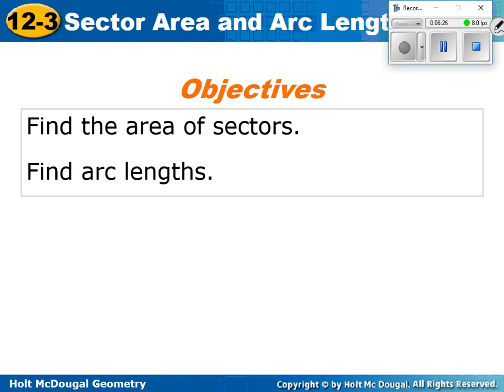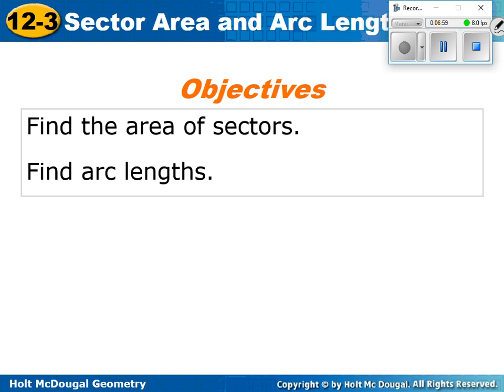So if arc length is a fraction of the circumference, what would area of a sector be? A fraction of the area of the circle. And to find that fraction, we would do it the exact same way. We would take the measure of the arc, whatever that is, and divide it by 360. So measure of the arc over 360 times the area of the circle. It's a fraction of the area.